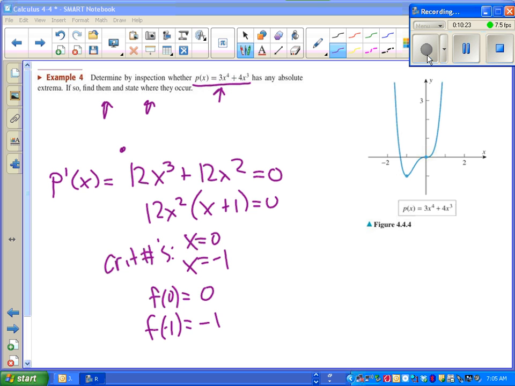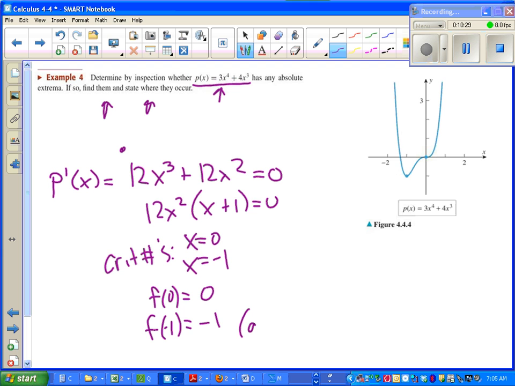Using the fact that we know that there has to be an absolute minimum and that the lowest point on this graph is at -1, this must be our absolute minimum. It's worth noting that this is not an absolute maximum because our previous analysis told us that the graph goes up forever. So there is no absolute maximum. There's only an absolute minimum.